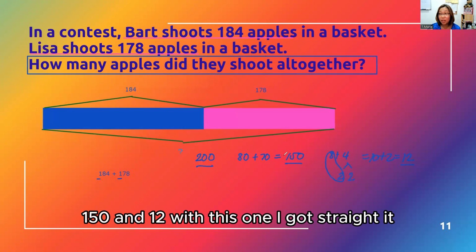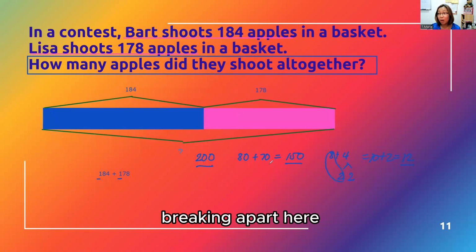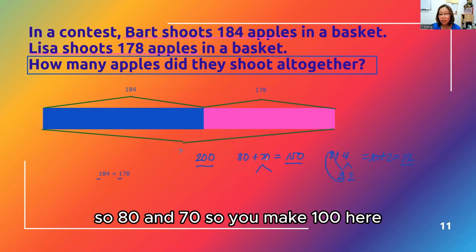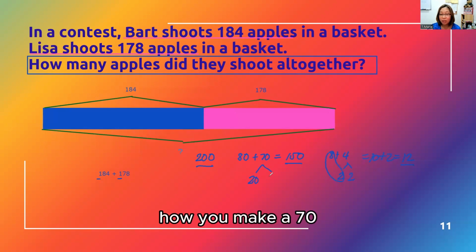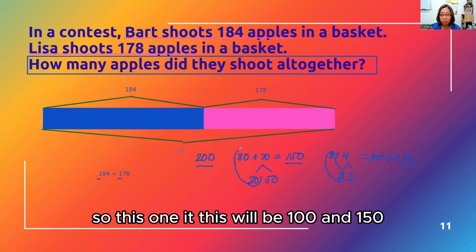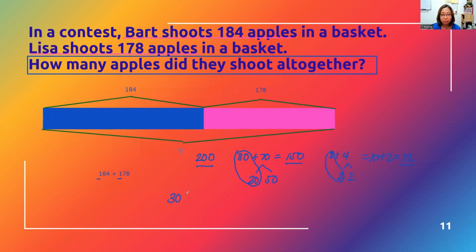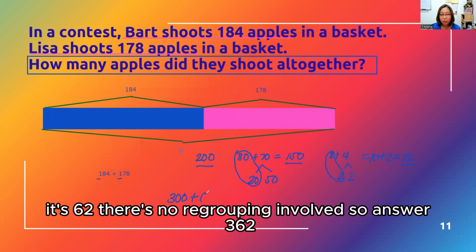With this one, I went straight to it because I already know 8 and 7, but we can also do the breaking apart here, just to show it really quickly. So 80 and 70, so you make 100 here. So 100 is basically you add a 20. How you make a 70, you add there a 50. So this will be 100 and 150. Put them all together, we have 200, 300. And then 50 and 12. So it's a lot easier to actually add it already. It's 62, there's no regrouping involved. So answer 362.